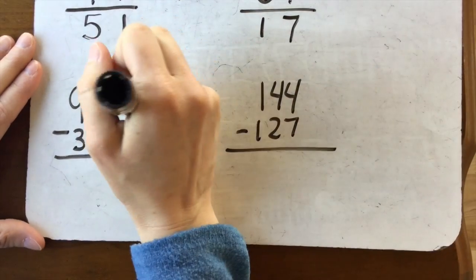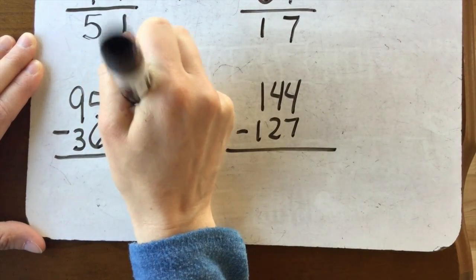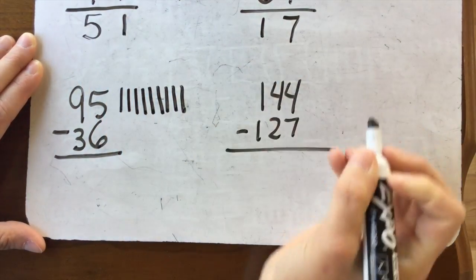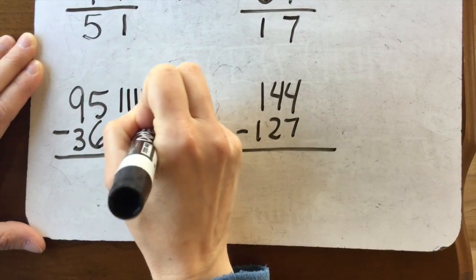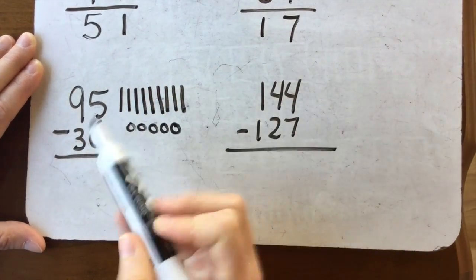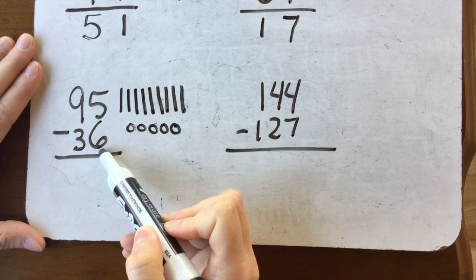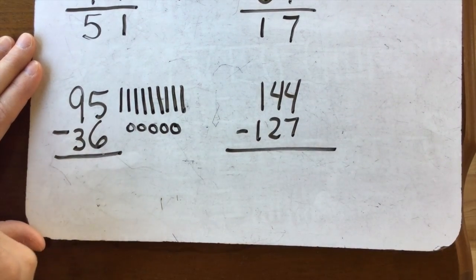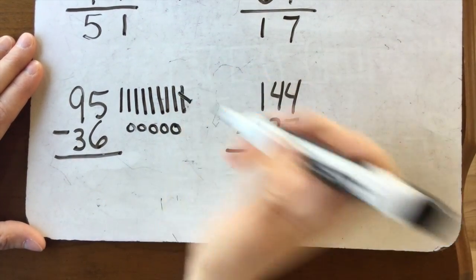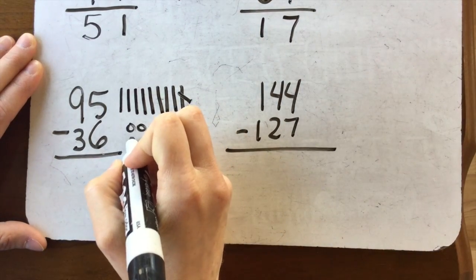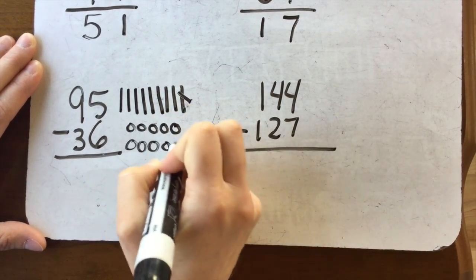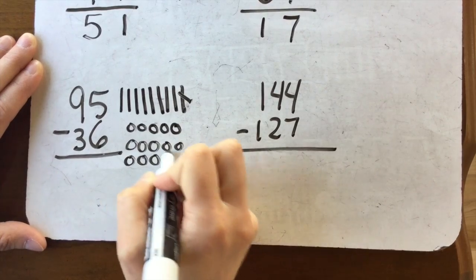Super. Moving on, 95. 9 tens, 1, 2, 3, 4, 5, 6, 7, 8, 9, and 5 ones, 1, 2, 3, 4, 5. Okay, we need to subtract 6 ones. We do not have enough for that. So we are going to cross off a ten, make it into 10 ones. 1, 2, 3, 4, 5, 6, 7, 8, 9, 10.